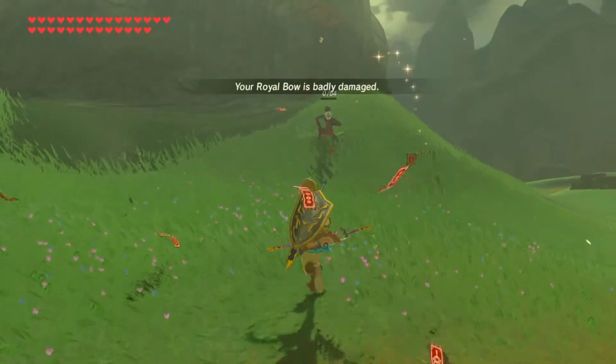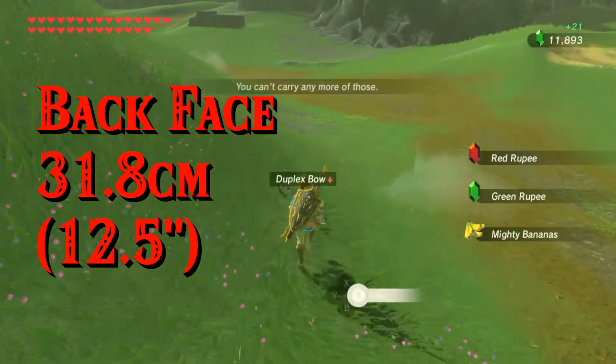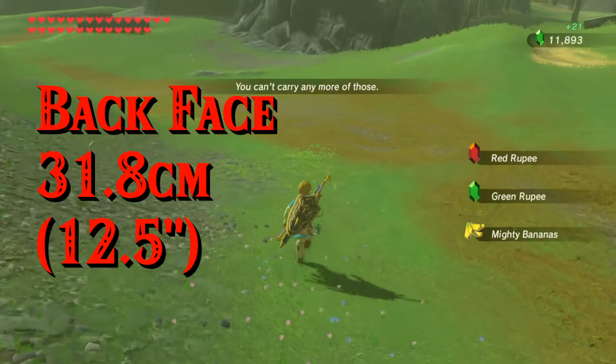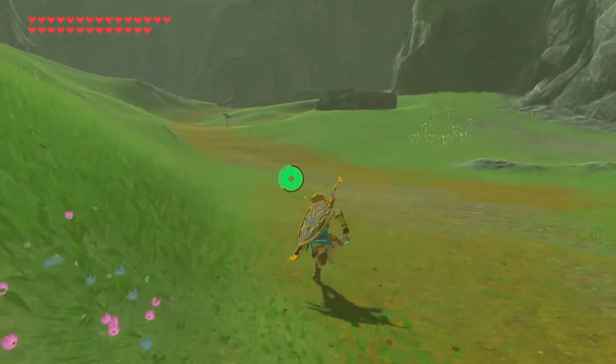The front face of the rupee ends up being exactly 20 centimeters long. The back face is 31.8 centimeters, and the height is exactly 4. Now for the math part.